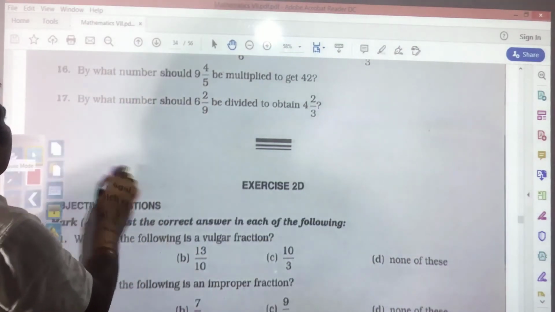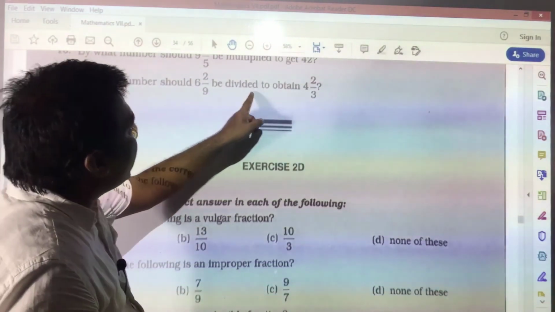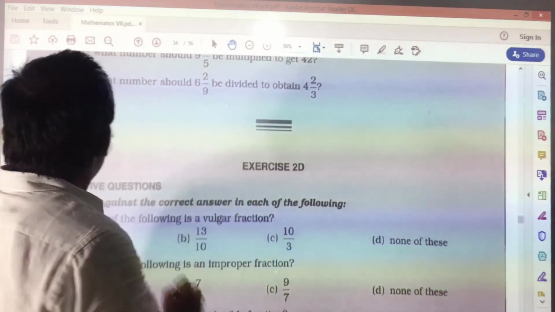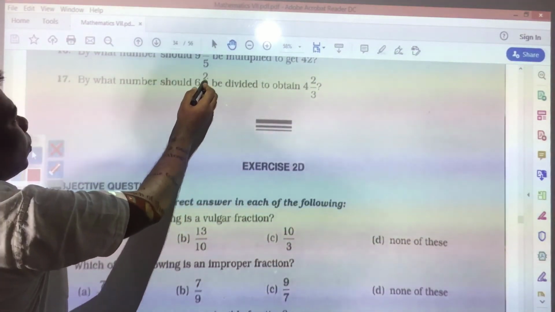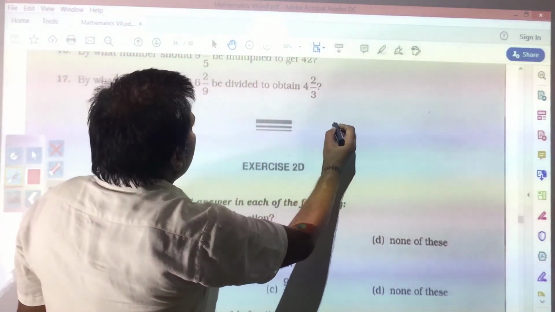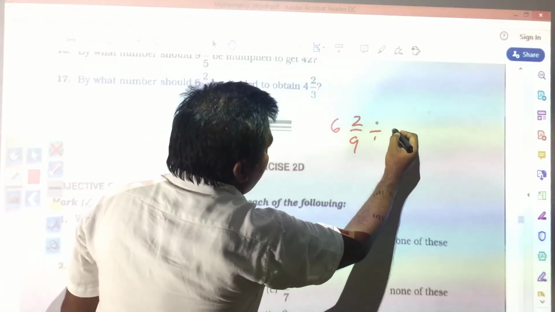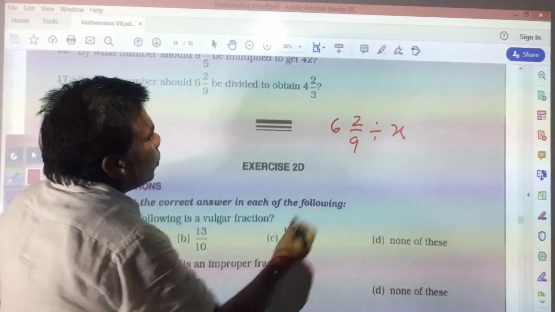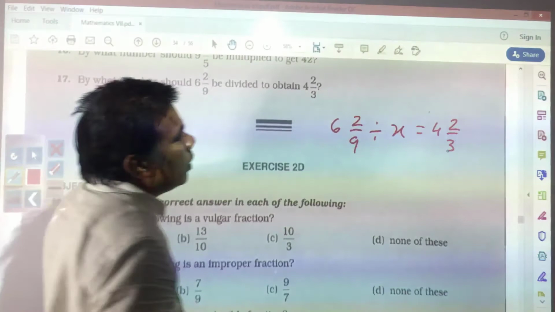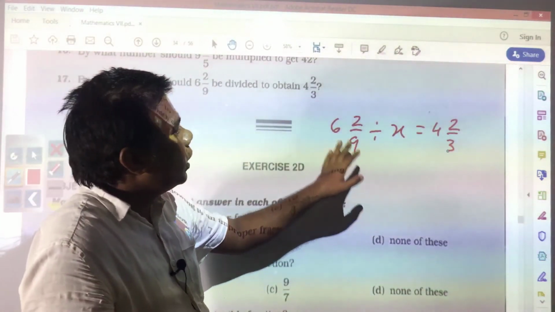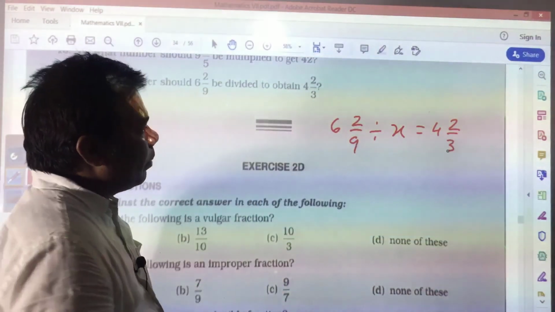Next question you have, by what number should this be divided to obtain this? Here you see, by what number should 6 whole 2 by 9 be divided, so that you will obtain 4 whole 2 by 3. Just you see what you need to do. This number is required to be divided by this. Some simple example you take.